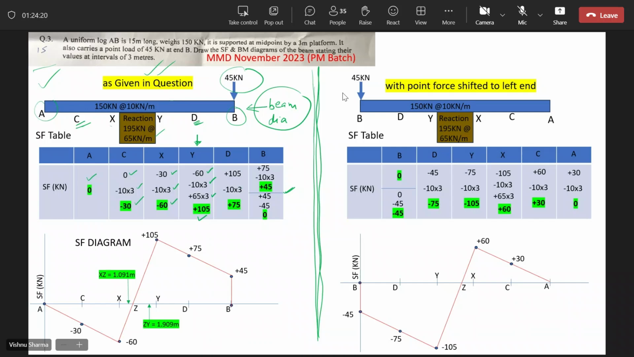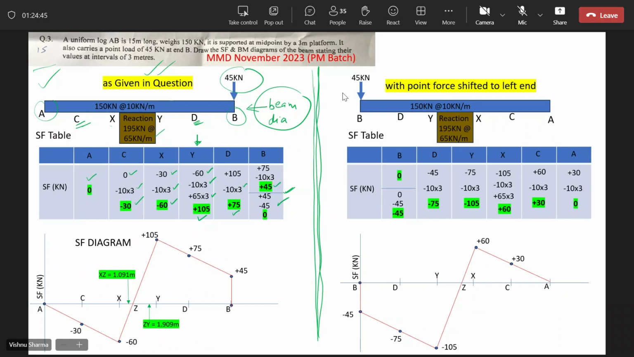From Y to D is minus 30. Then carry forward plus 75. From D to left of B is minus 30 plus 45. And the moment I go to just right of B, it becomes 0. Does everybody agree with the filling up of the SF table? Tell me, guys. Yes, sir.